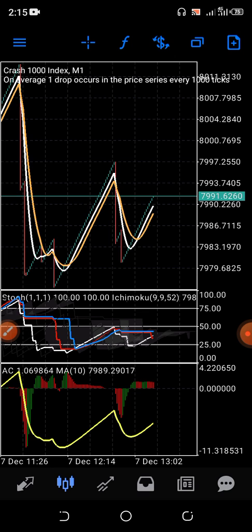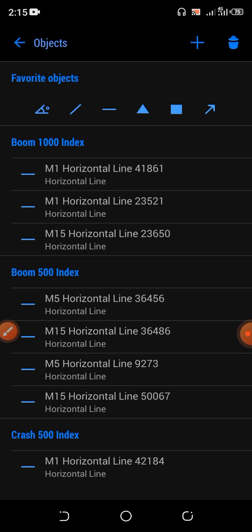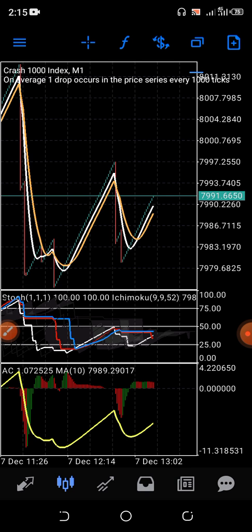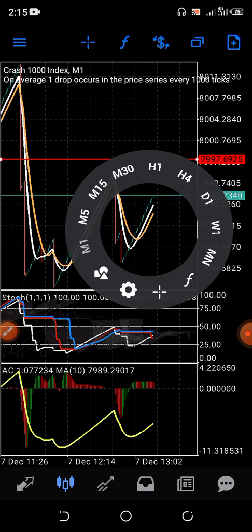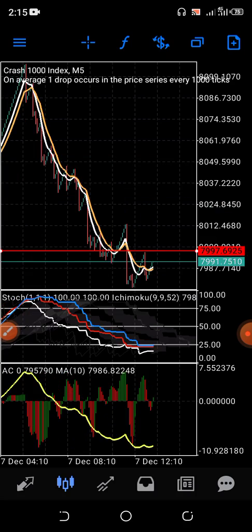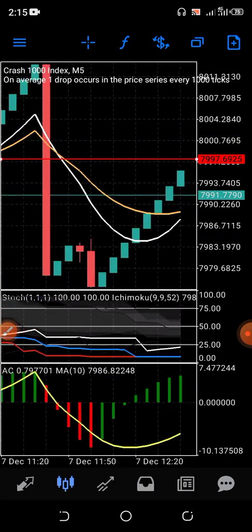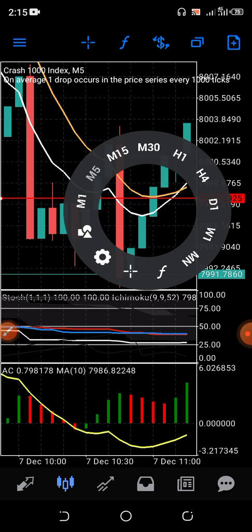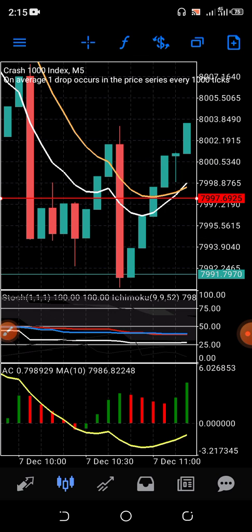How do you catch spike at this market? Now you use your horizontal line, place it here. If you place it here, you go to your 5 minutes time frame and check, is there any other thing that this line is closing with? Check here now.